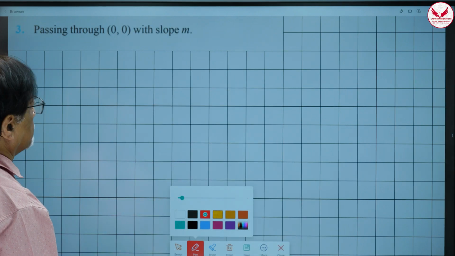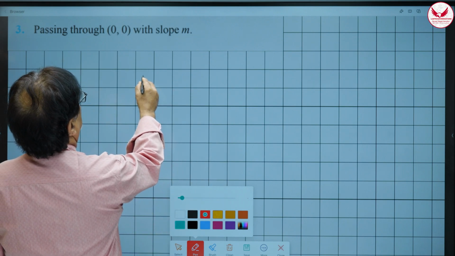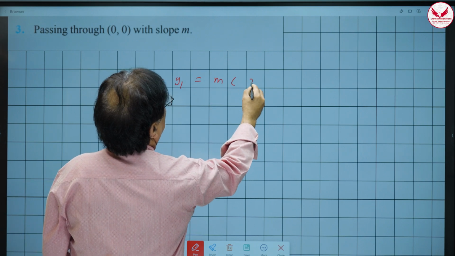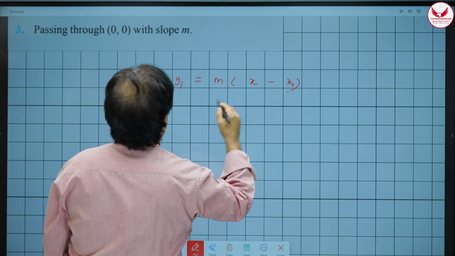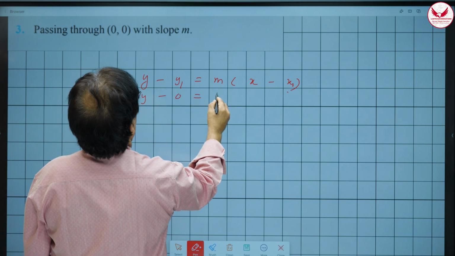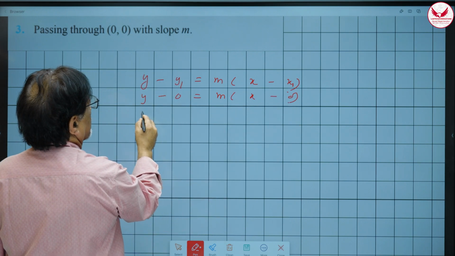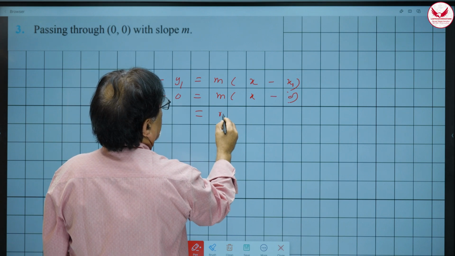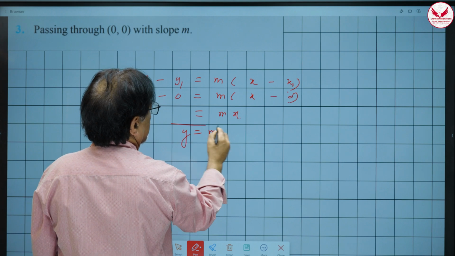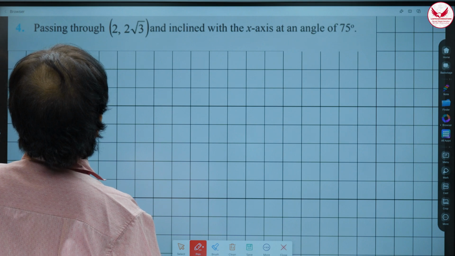Now look at the next problem, students. This is a similar problem. So again the formula required here is same. Y minus y1 is equal to m into x minus x1. Correct? So here the point is 0, 0. So y minus 0 is equal to m into x minus 0. Right? So it becomes y equal to mx. So equation is y equal to mx. Very simple. Right? That is the end of this problem. Okay? Now, let us have a look at the next problem.